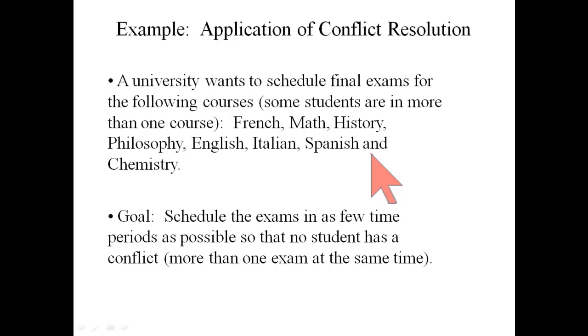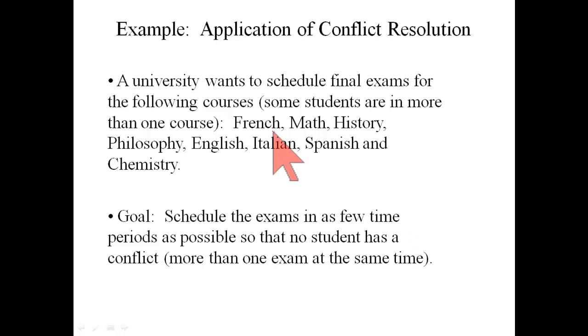Let's go back to the problem posed at the beginning, this business of conflict resolution, building schedules. Suppose the university wants to schedule final exams for the courses French, Math, History, Philosophy, English, Italian, Spanish, and Chemistry. Some students are in more than one course, and our goal is to schedule the exams in as few time periods as possible, but avoiding conflicts. I assume that you're like most of us, you can't be in 2 places at the same time, taking more than one exam at the same time.